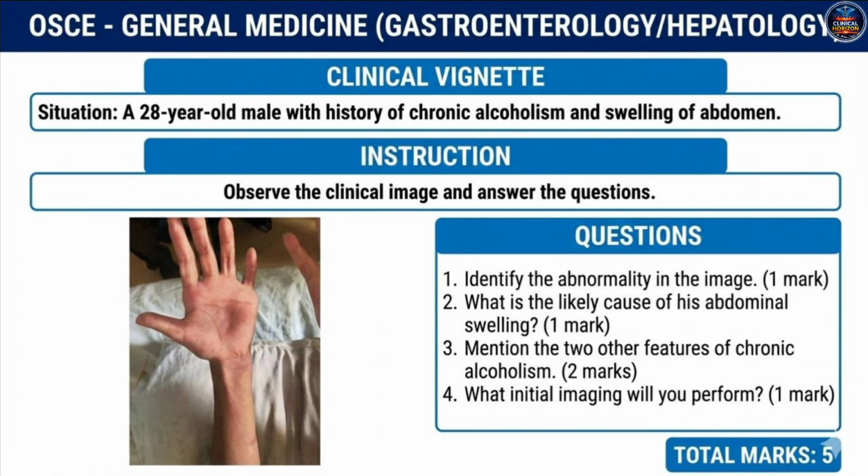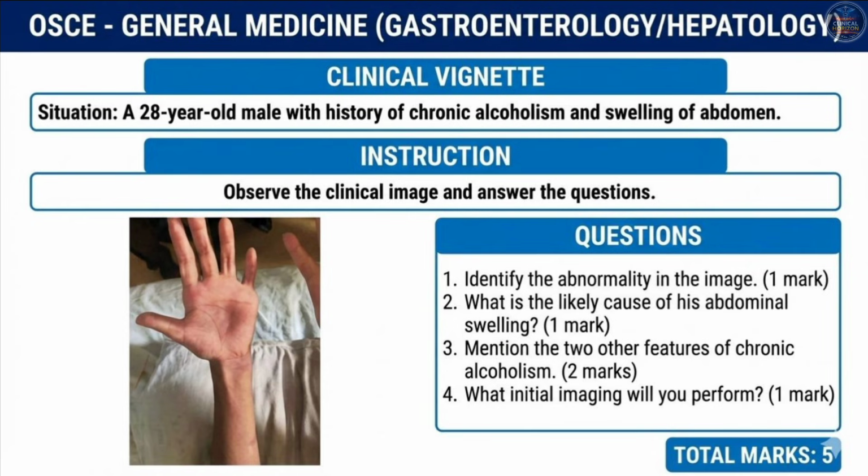Look at the vignette. It's tragic but clinically very clear. The patient, a 28-year-old male, is incredibly young for advanced disease, highlighting the severity of the cause. The cause: history of chronic alcoholism. The symptom: swelling of abdomen. In this context, this is almost certainly ascites, indicating decompensated liver disease.